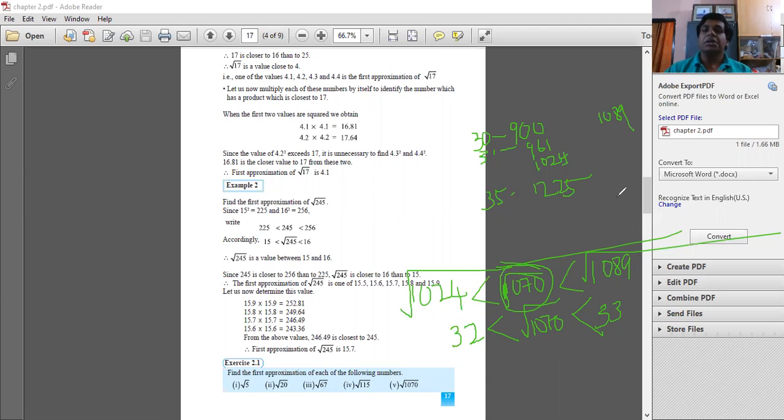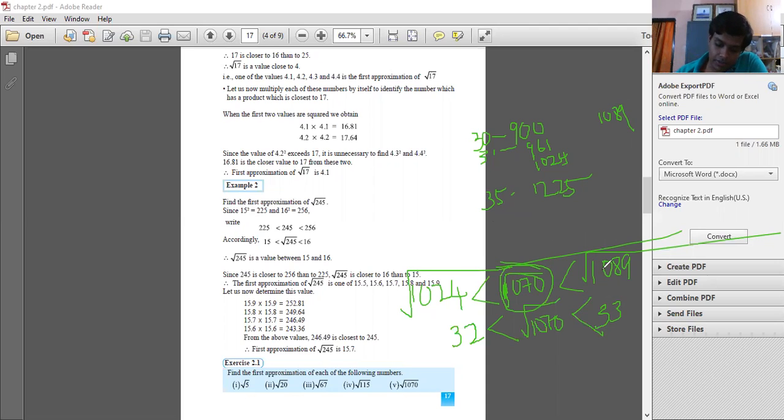How are we going to do that? First, we have to find whether it's closer to 33 or 32, or else we will be multiplying it forever. There are 9 numbers: 32.1, 32.2, 32.3 and so on. There are 9 digits. We don't need to multiply everything every time. So what we are going to do is find what is closer.